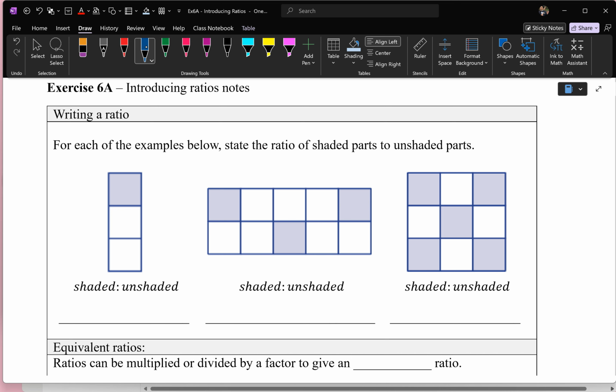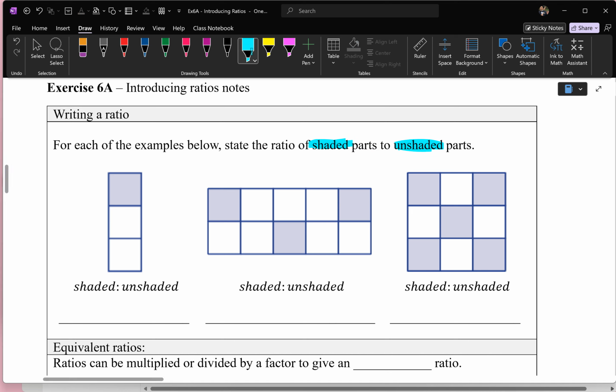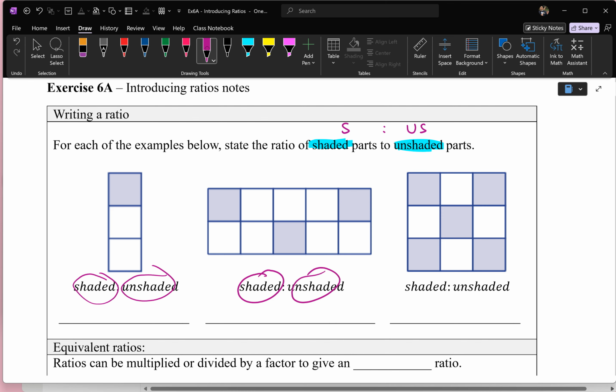For each of the examples below, state the ratio of shaded parts to unshaded. So we're looking for shaded versus unshaded, and what's key is the language that they use. They said shaded first, then unshaded. That means when you write your ratios, it always has to be shaded by unshaded. You can't write it the other way around.